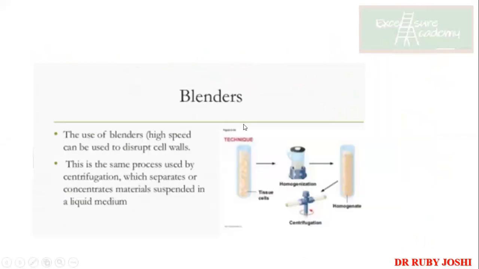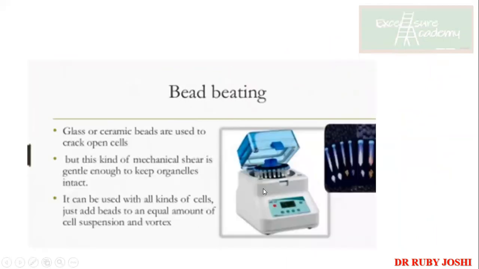The others are blenders. So you can use high speed blenders in order to disrupt the cell walls. Again, where will we use blenders? In the case of the bacterial cells. Here also the cell wall is present. Okay. Now, what is bead beating?